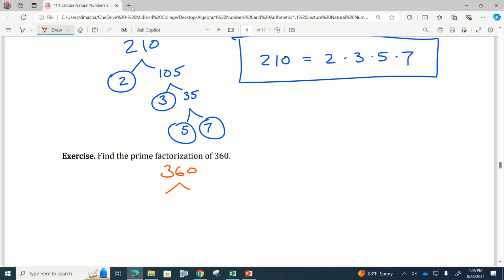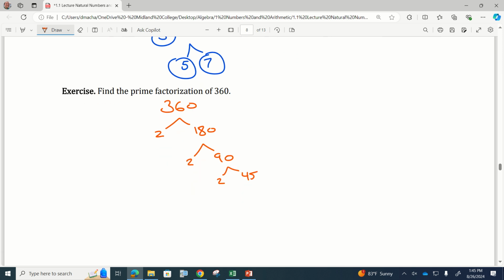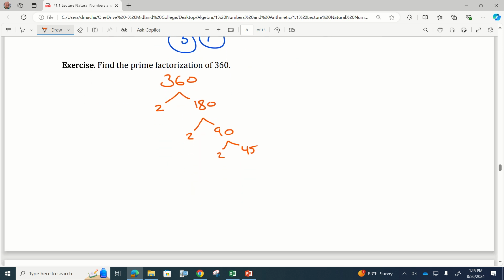Is it divisible by 2? 180. Is 180 divisible by 2? Yes. 90. Is 90 divisible by 2? Yes. 45. Is 45 divisible by 2? No. Nope. Is it divisible by 3? Yes. 15. Is 15 divisible by 3? Yes.